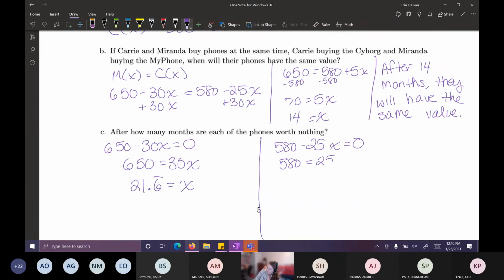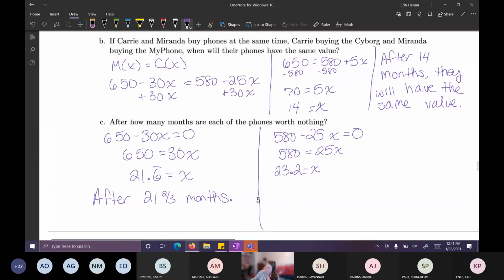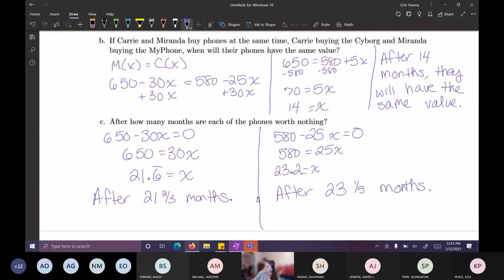And then for the other one, we add 25x to the other side, divide both sides by 25. We'll get x is, my notes, what is it? 23.2. So essentially for the MyPhone, it'll be after 21 and I'll just say 2/3 months. I usually don't like using fractions, but. And then for the Cyborg, for the other one, it was after 23, and since I made the other one a fraction, I'll make this one a fraction too. 23 and 1/5 months.